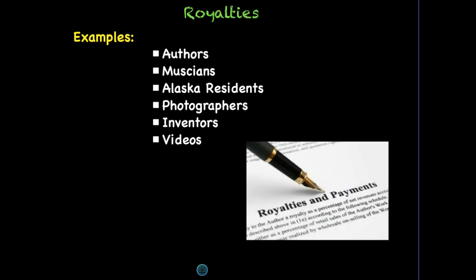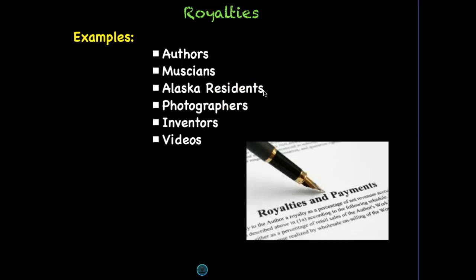So let's first look at royalties. Let's look at some examples of people who might earn royalties. We have authors, people who write books. We have musicians when they produce a song. Oftentimes, like on American Idol, you can hear that key song on one of the commercials, and that musician is getting royalties every time that song is played.